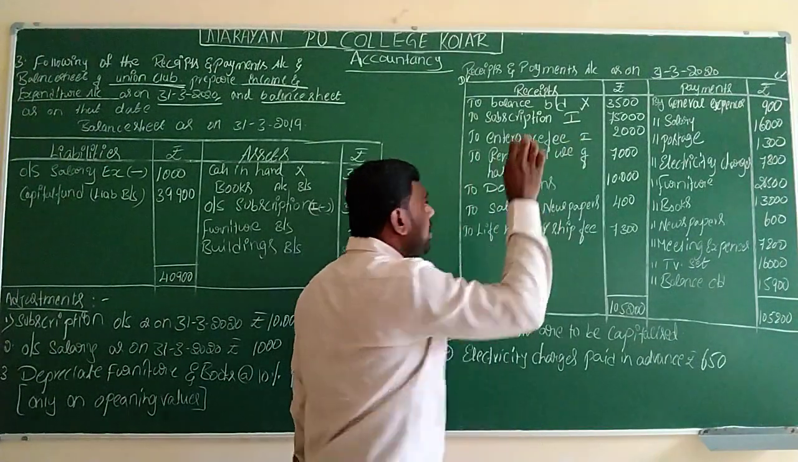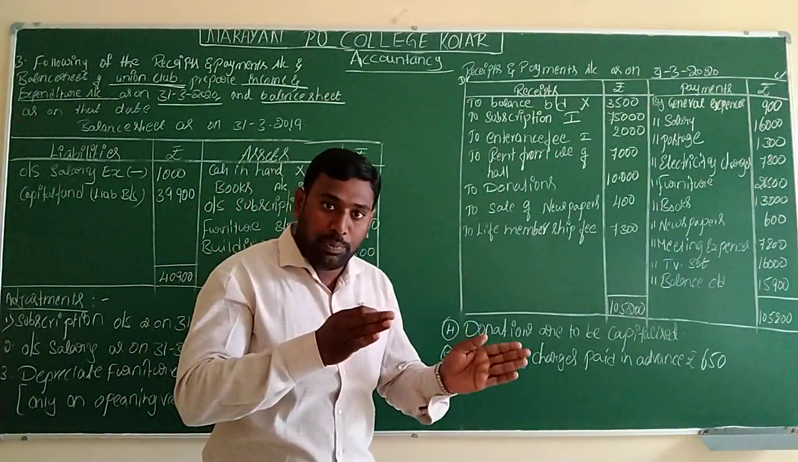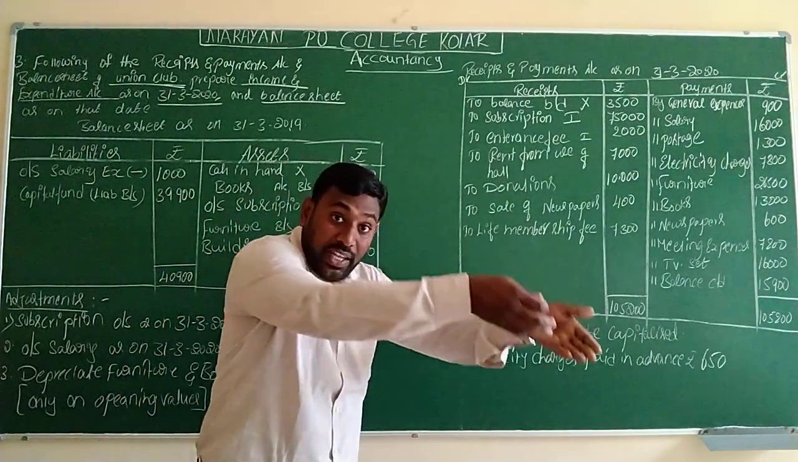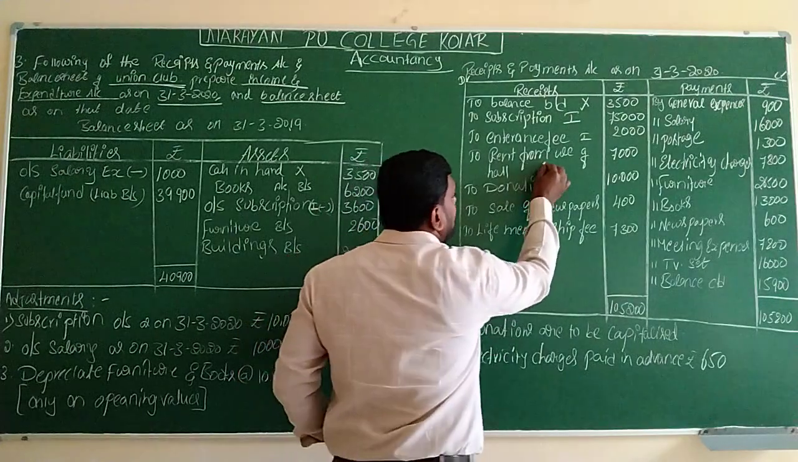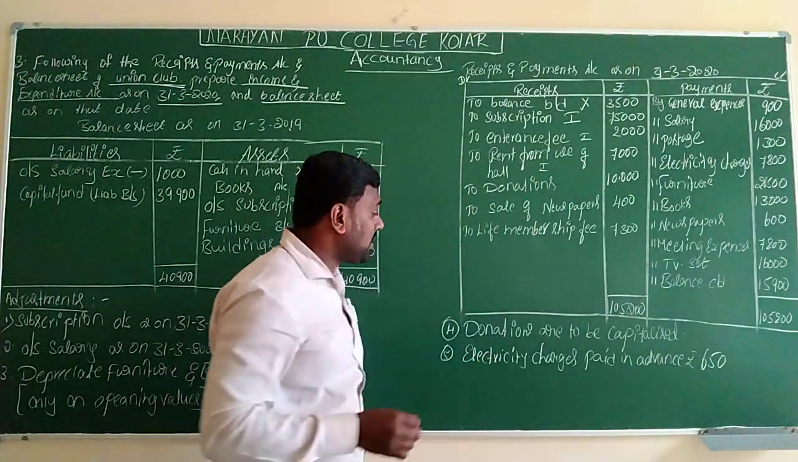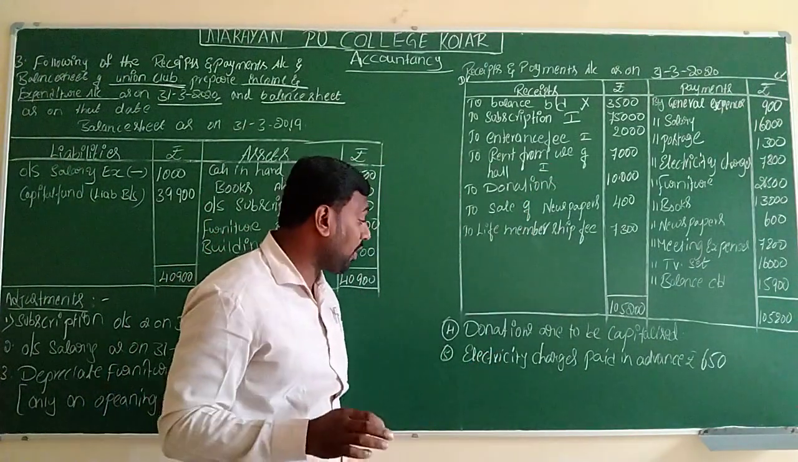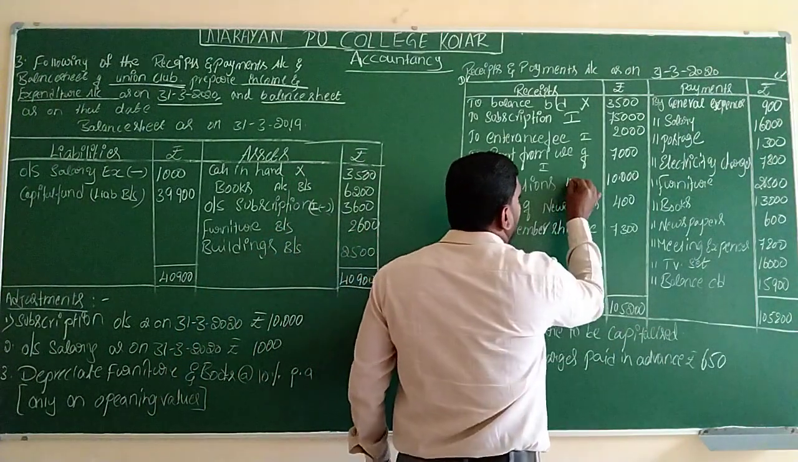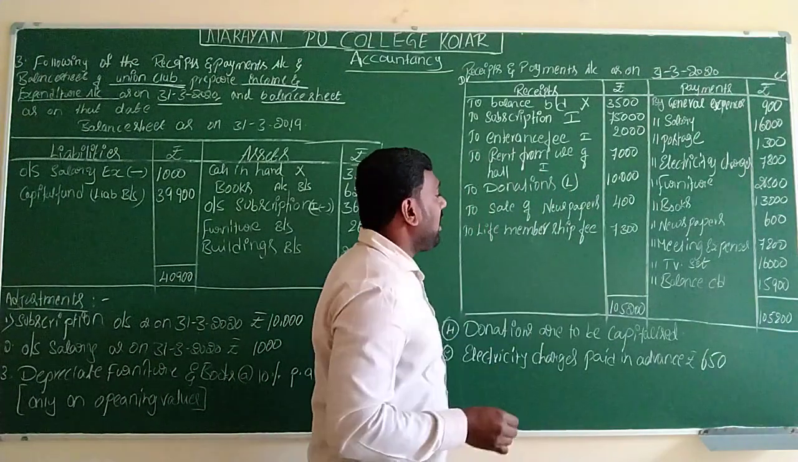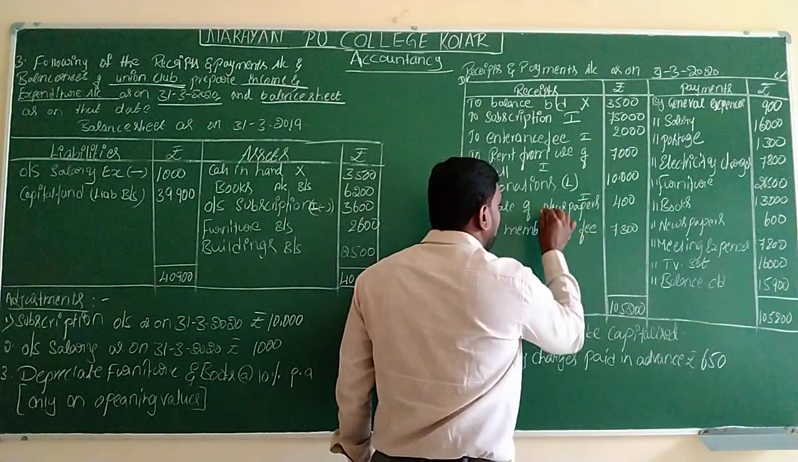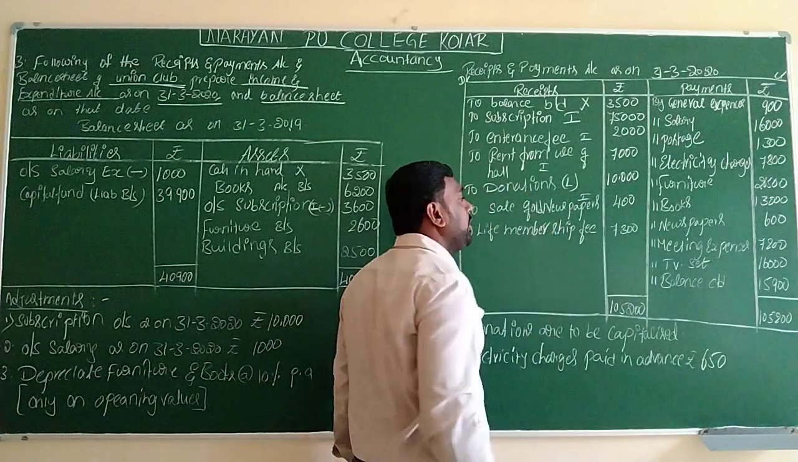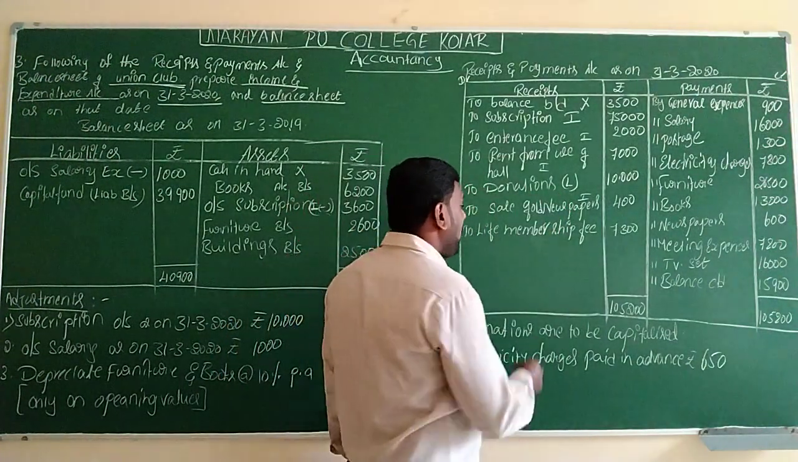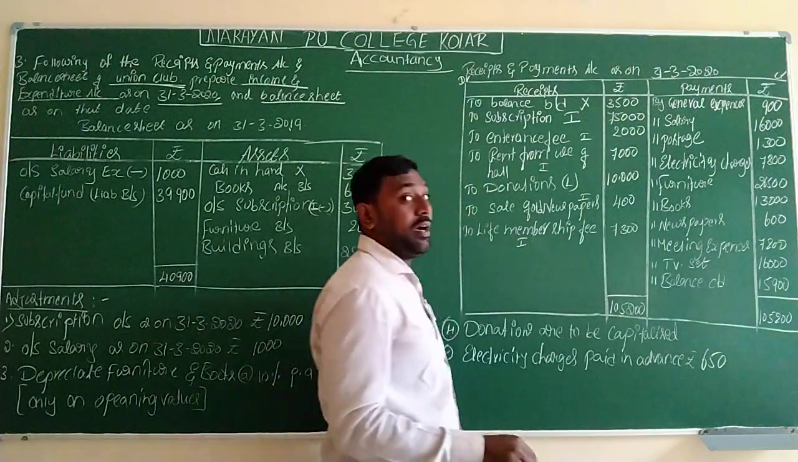Rent from use of hall. The NPO has constructed one building and given it on a rent basis. If we issue the rent, this is an income to us. Donations, for this there is an adjustment saying that donations are to be capitalized, so it is a liability. Sale of old newspaper, it will be considered as an income. And life membership fees we should consider as an income in this question.